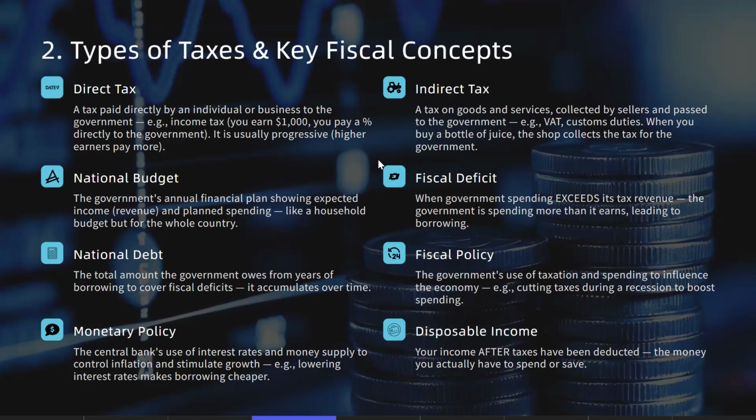Those will be considered direct tax. This tax could be progressive or regressive. Most, if not all, countries aim to have progressive tax. Progressive tax means if you earn more money, you have to pay more tax. If you earn less money, you pay less tax. Regressive is the opposite. You earn more money, you pay less tax. You earn less money, you pay more tax.